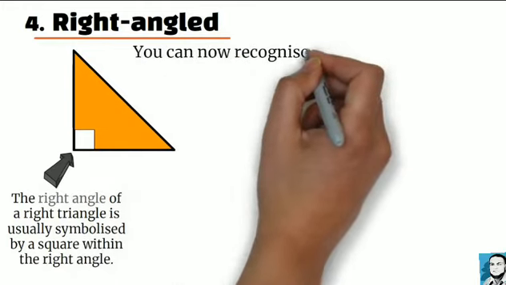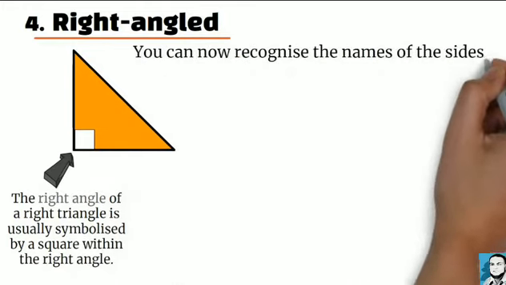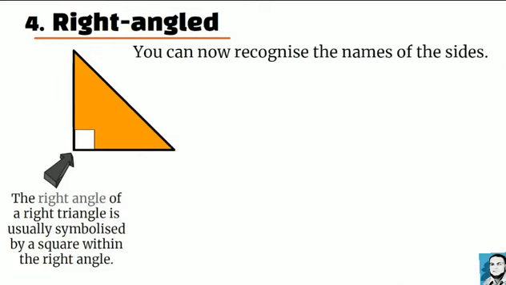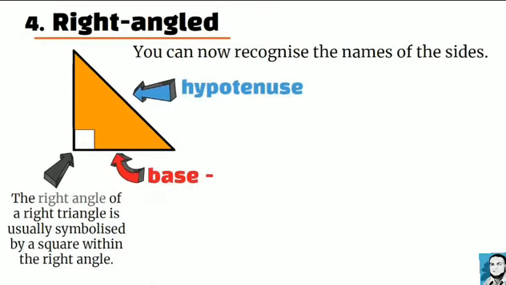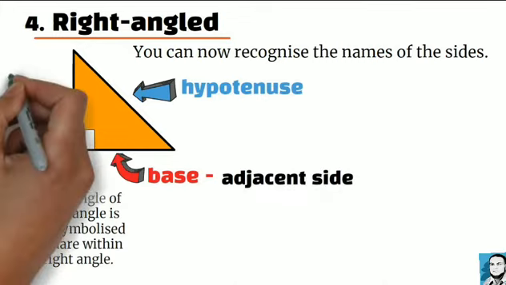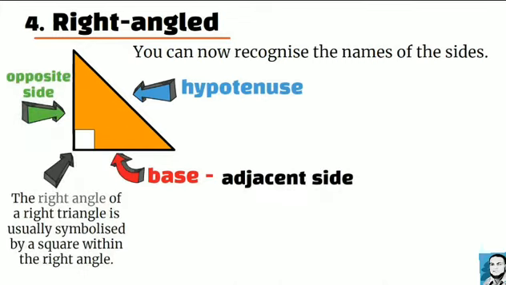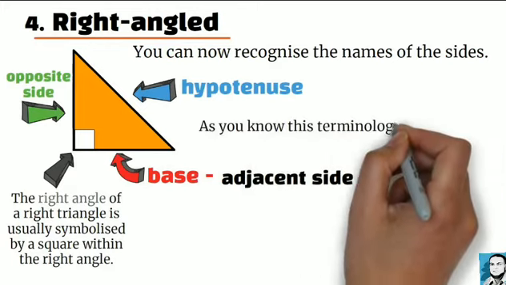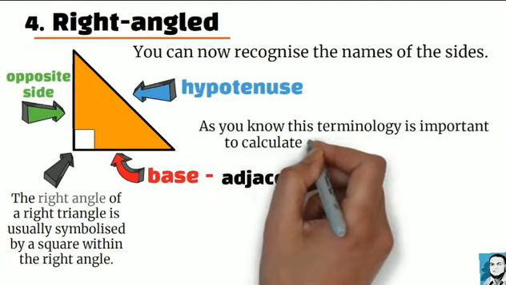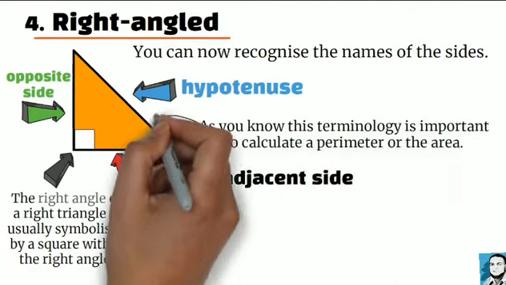Based on this, you can now recognize the names of the sides. The side opposite the right angle is called hypotenuse. The side that is also the base of the triangle is called adjacent side, and the third one is called the opposite side. As you know, this terminology is important to calculate a perimeter or the area.